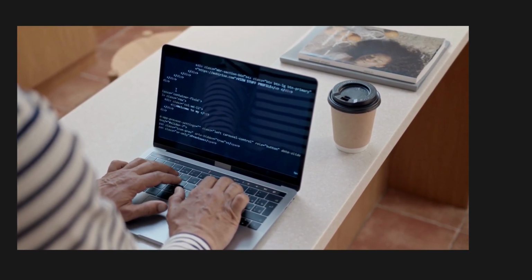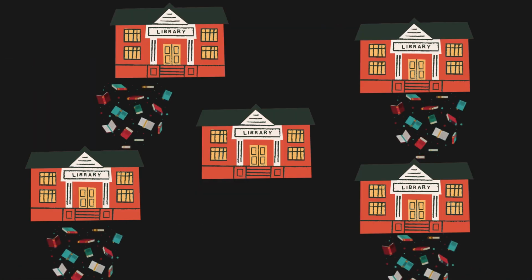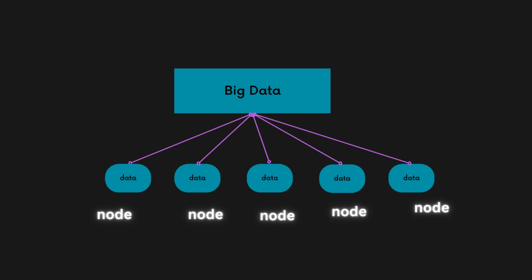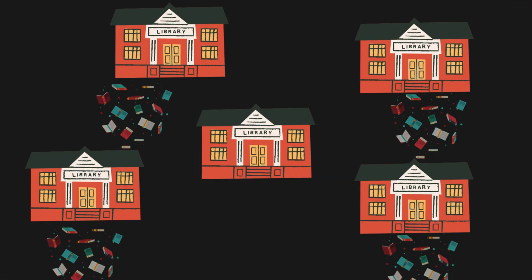So, what is distributed computing anyway? Picture this. Instead of one overwhelmed library, you have a bunch of smaller, connected libraries. Each one holds a part of the entire collection. That's distributed computing for you. We break down the data into smaller pieces and spread it across different computers, or nodes. It's like having a team of mini libraries, each one ready to quickly find and share its own books. This way, we solve the storage headache and make fetching data a breeze.